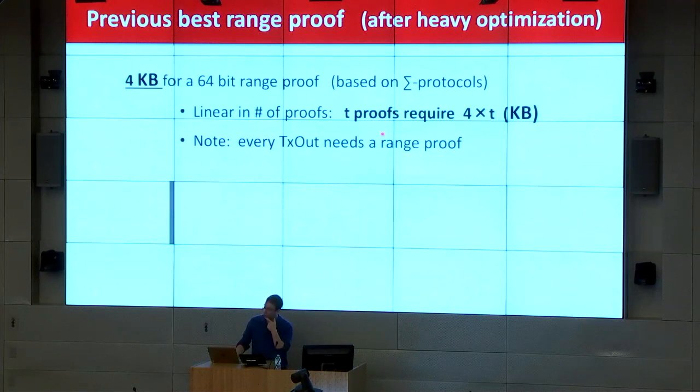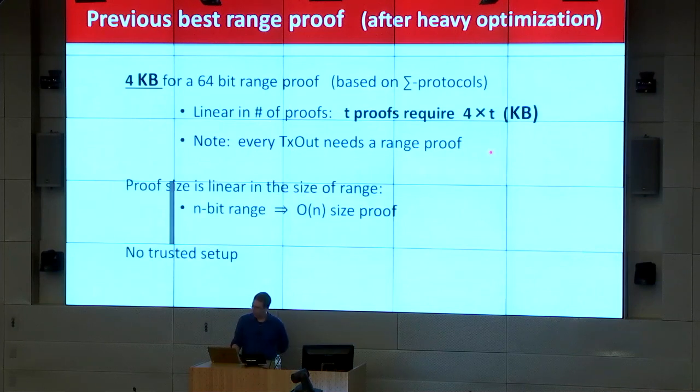Moreover, if you want to generate t proofs, which is what you have to do in a transaction, every transaction output in the block has to have a separate range proof. The size grows linearly in the number of proofs you have to generate. And again, every transaction output has to have a range proof, so that's fairly expensive. In addition, if the range is more than 64 bits, the proof grows linearly in the size of the range.